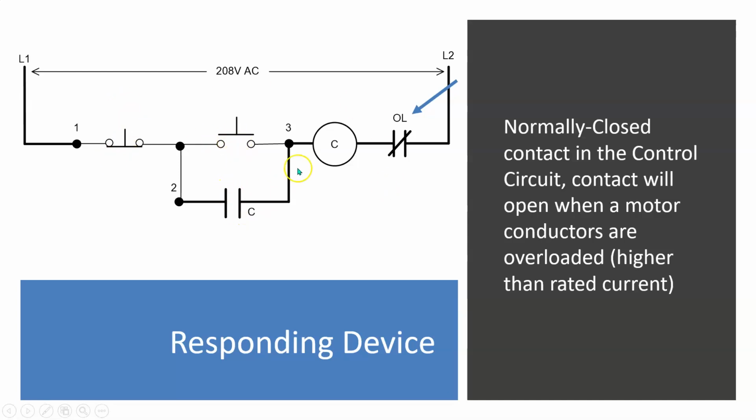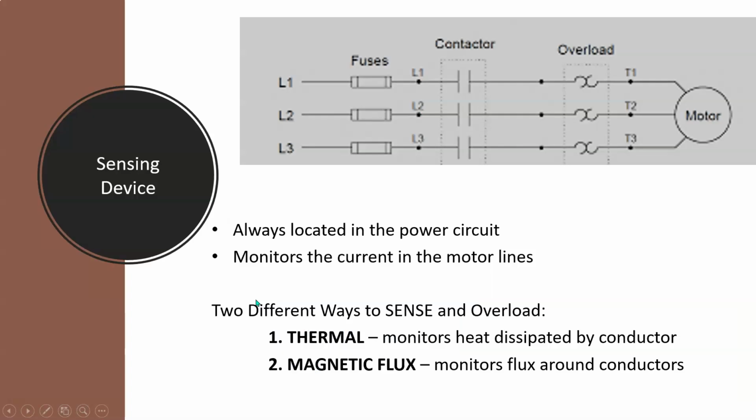Again, stop, start, holding contacts, coil, and my overloads, with my overload contacts, which are going to be normally closed. They're the responding device compared to the overload sensing devices. It says that the sensing devices are always located in the power circuit. That's true because you want the current going to the motor to be traveling through these overloads so it can sense how much current is going to the motor. And that's how it protects it. It's always located in the power circuit and it monitors the current in the motor lines.